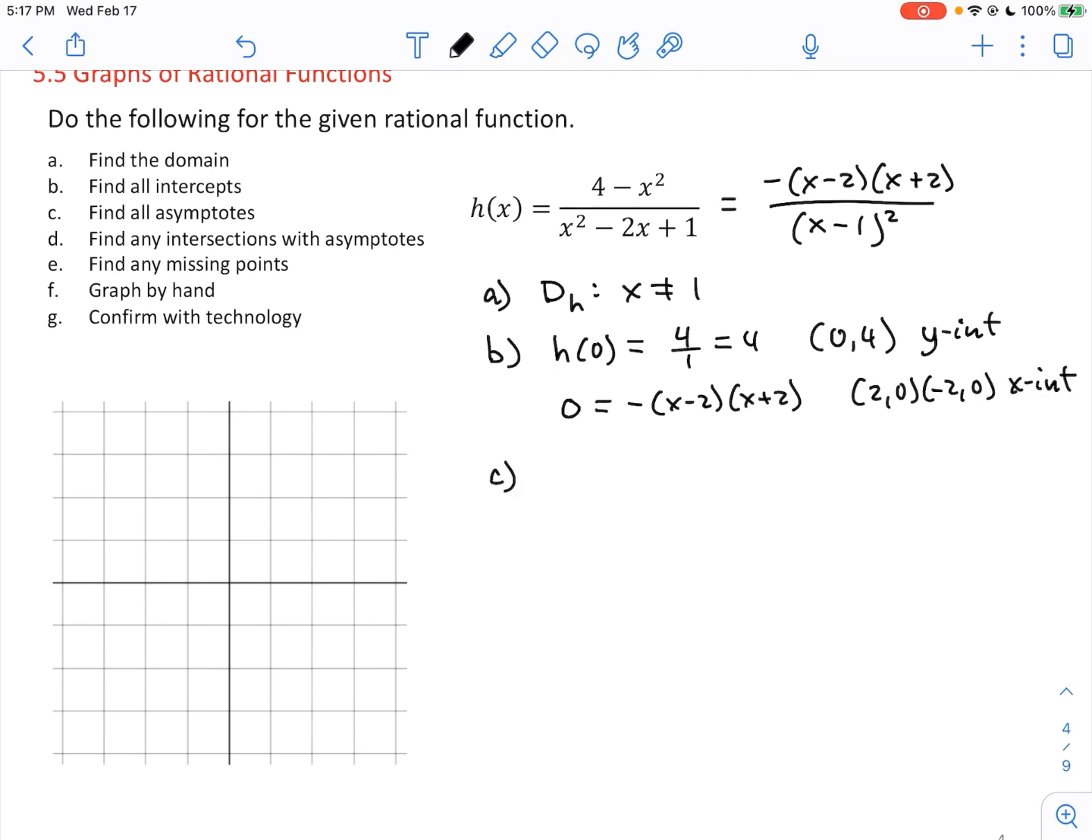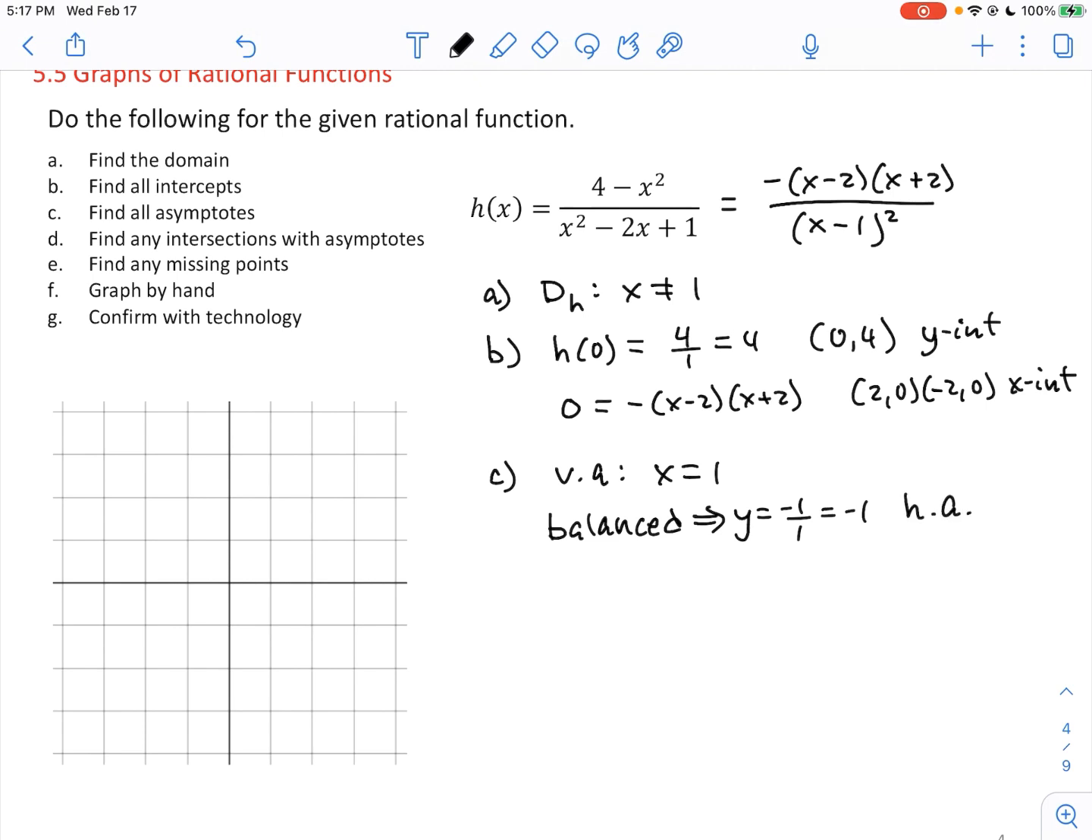Part C, vertical asymptotes. There's only one domain restriction, x equals 1. Is it a missing point or a vertical asymptote? Well, if you try to plug 1 into this, you're going to get non-zero over 0. That means vertical asymptote. Notice that this is a second degree divided by a second degree. This is balanced, so you have to divide the leading coefficients. So -1 over 1. We talked about this in the last lecture. So we get y equals -1 over 1, which is just -1, and this is your horizontal asymptote.